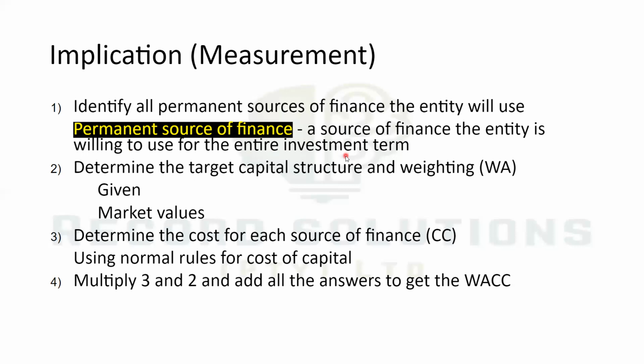So let me show you what I mean. The reason why we take a normal loan as a permanent source of finance is because in most cases a loan is long term, so it'll go for the entire term of the investment. Long-term sources of finance in most cases go for the entire term of the investment, and that's what you assume. And then of course ordinary equity is definitely for the entire term of the investment. You don't take out ordinary equity. And also preference shares are for the entire term of the investment.